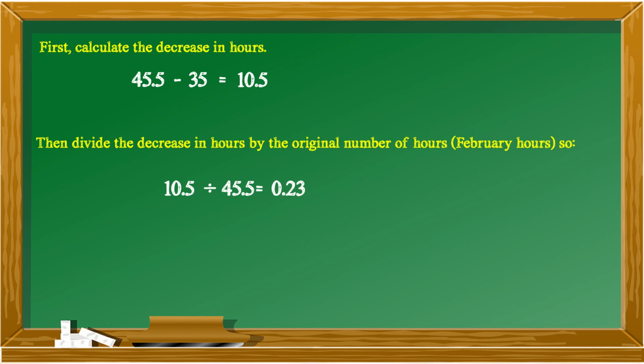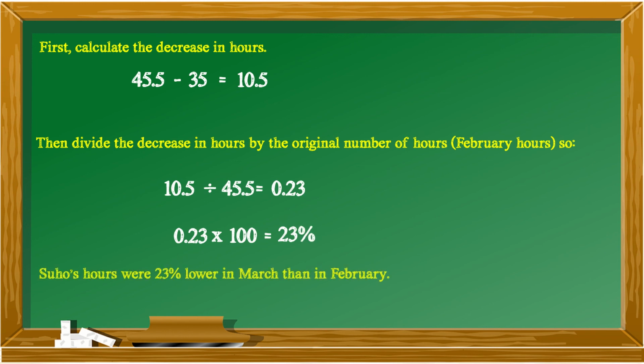But we are talking about percent again. So we must change this decimal into percent by multiplying it by 100. 23 hundredths times 100 is 23. And to make it a percent, we will add a percent sign. This is 23%. Therefore, Suho's hours were 23% lower in March than in February.